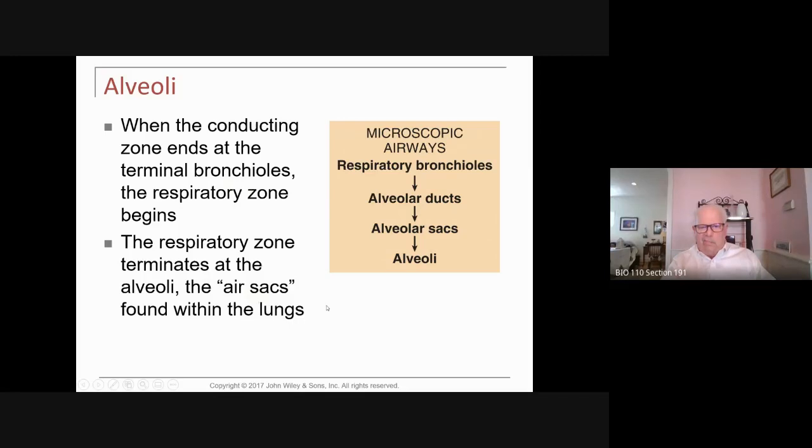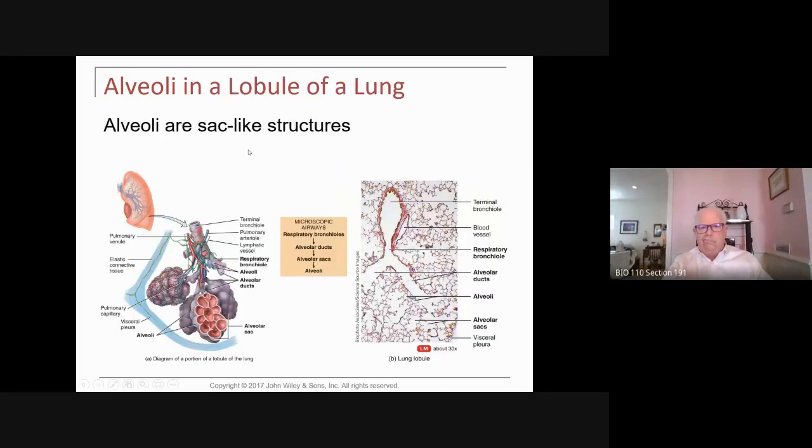All right? This is the respiratory zone, from the respiratory bronchioles through the alveolar ducts, through the alveolar sacs to the alveoli. The alveoli are sac-like structures to accept air. They accept the oxygen and they get rid of carbon dioxide. They are attached to the capillaries.